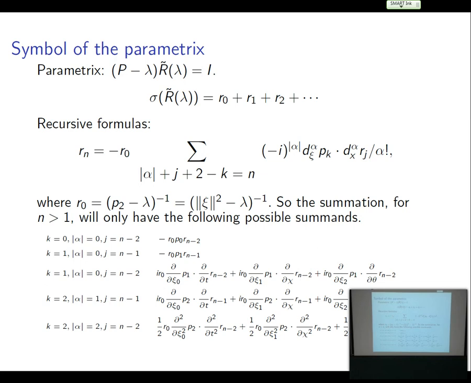So this is the original one, which of course we know the leading symbol of the inverse is the inverse of the leading symbol. So this is not a problem. So you get R0, which is that term. But then you get equations for higher order terms. These equations are extremely difficult to analyze.